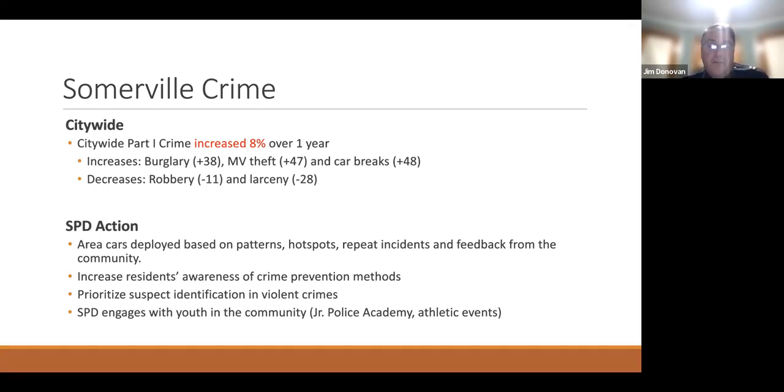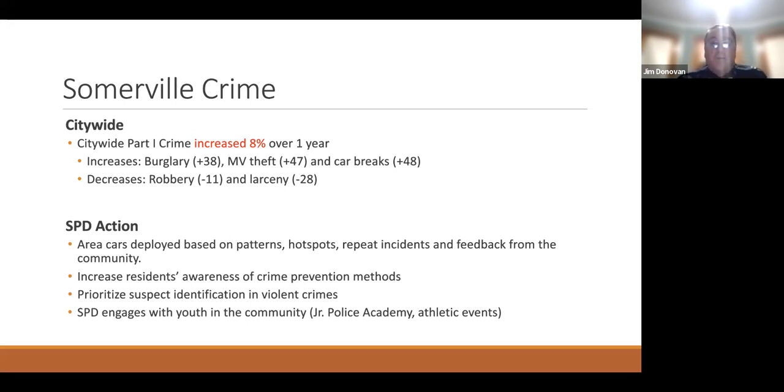I will say across the city, the increases varied significantly in different wards. Towards the east end of the city, wards 1 and 4, we did see lower numbers, and towards the west end of the city, wards 6 and 7, we did see more increases, again, due to motor vehicle theft and theft of motor vehicle parts.